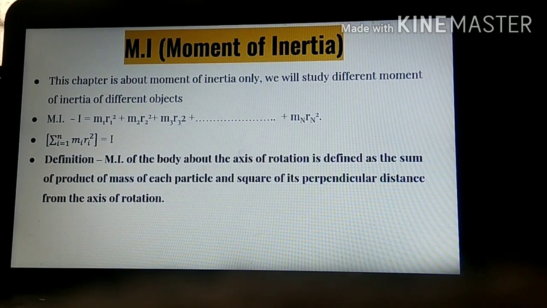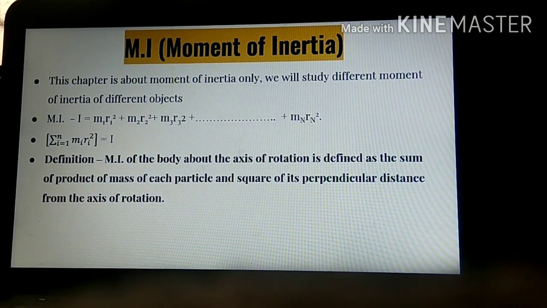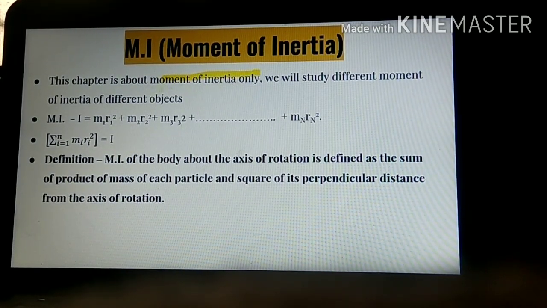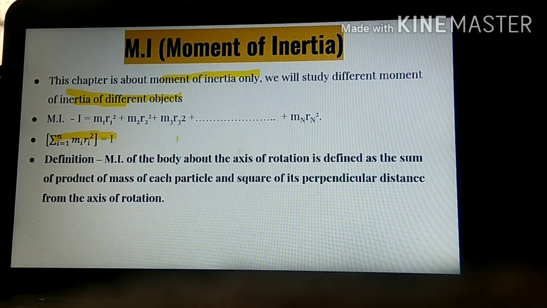So, in this chapter, we will see moment of inertia only, as well as moment of inertia of different bodies and different objects. The moment of inertia formula is m1 r1 square plus m2 r2 square plus m3 r3 square, and it goes up till mn rn square. So the generalized formula can be written as summation i equals 1 to n, mi ri square. So we will see the definition now.